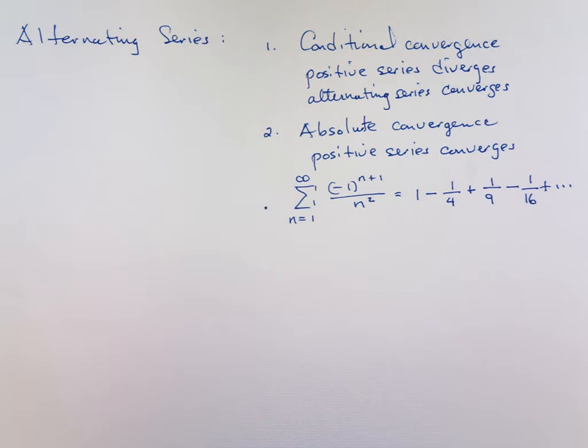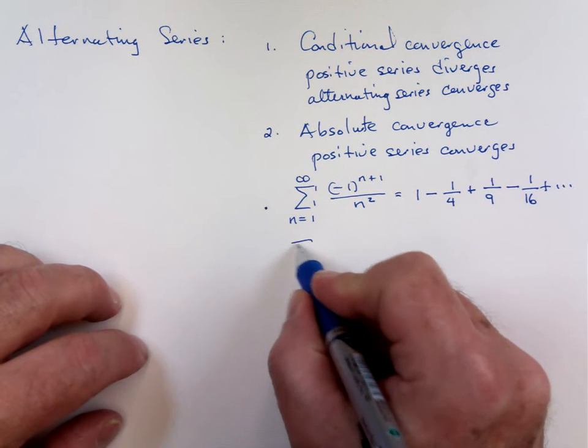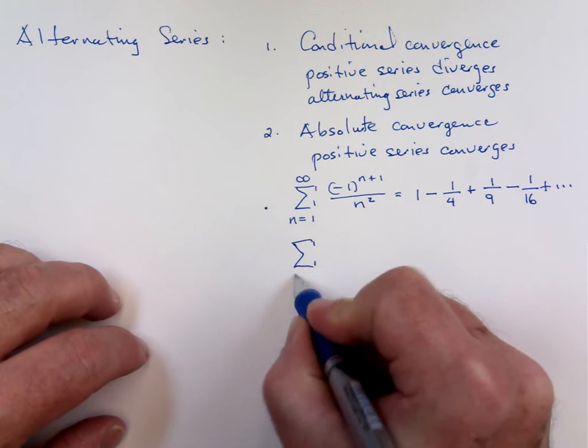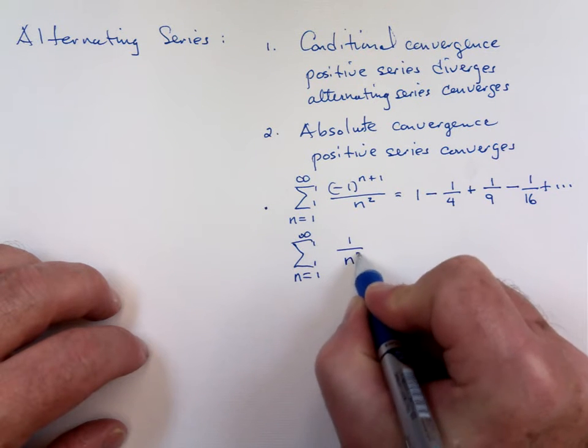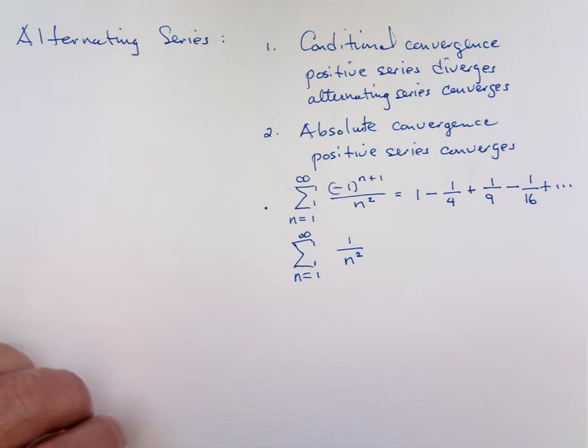Now, does it converge absolutely? Well, how do you tell if it converges absolutely? You test its positive series. What about this series, 1 over n squared? Does it converge or diverge? 1 over n squared. It converges.